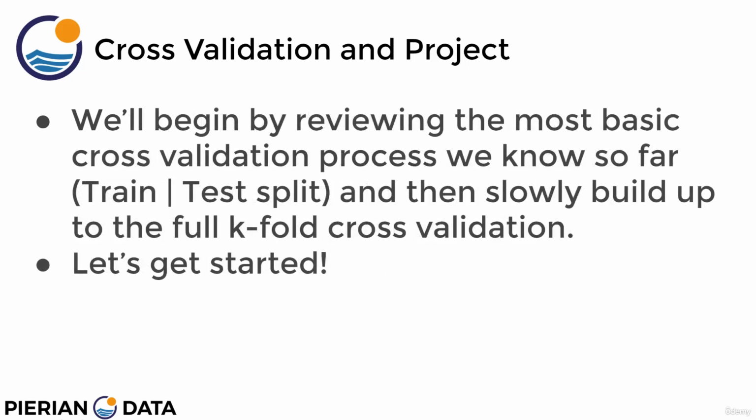So we're going to begin, like I said, by reviewing the most basic cross-validation process we know so far, that is a train test split, and then we'll slowly build up to the full k-fold cross-validation. Keep in mind, there is going to be a little bit of theory that has been repeated. We already covered some of these topics, but I just want to build this out from the beginning to refresh your memory on everything, since we just spent a lot of time cleaning that data set, and to fully prepare you for the kind of logic jumps that happen when we move on to k-fold cross-validation.